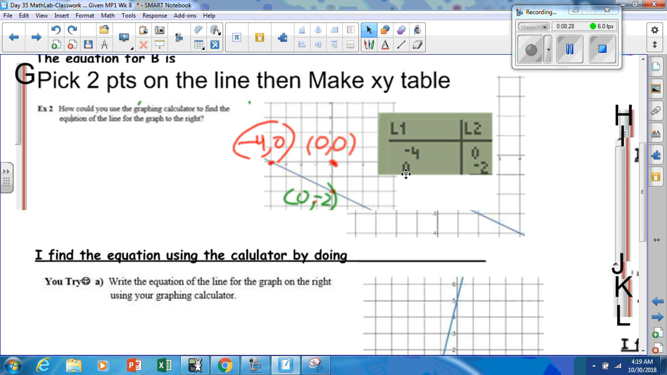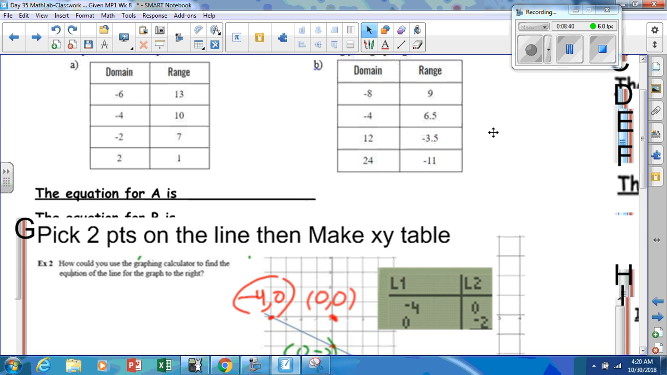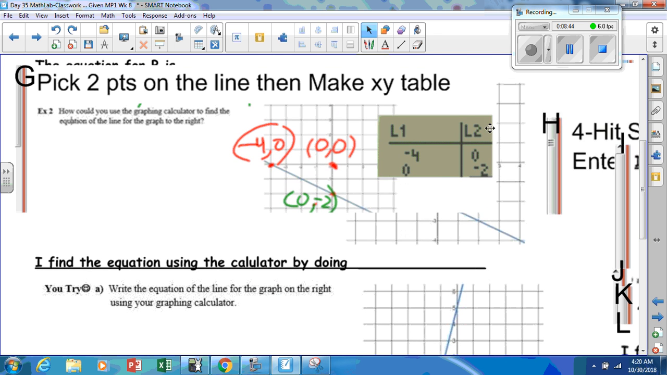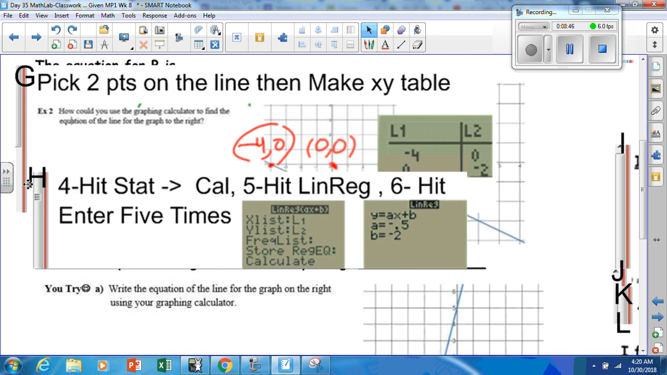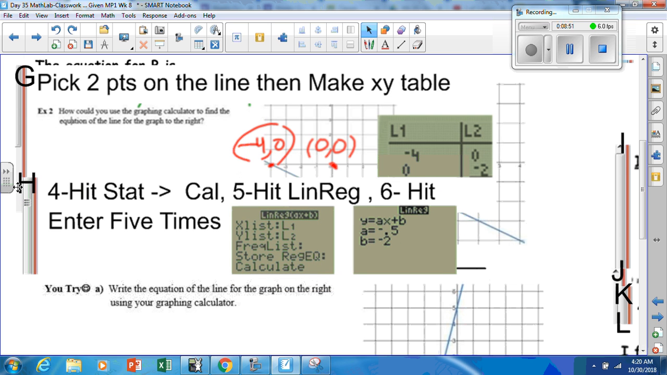After my table is created, what I'm doing now, as I've done in the past, is I'm hitting stat calc. I'm then hitting linear regression. I'm then hitting enter 5 times. And I look at what my equation now is. My equation is negative 0.5x, and my y-intercept is 2.